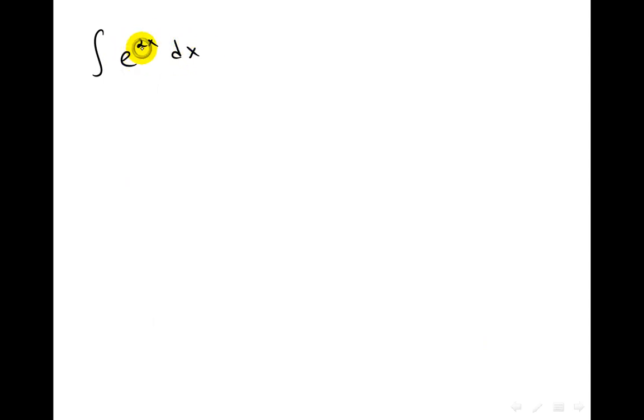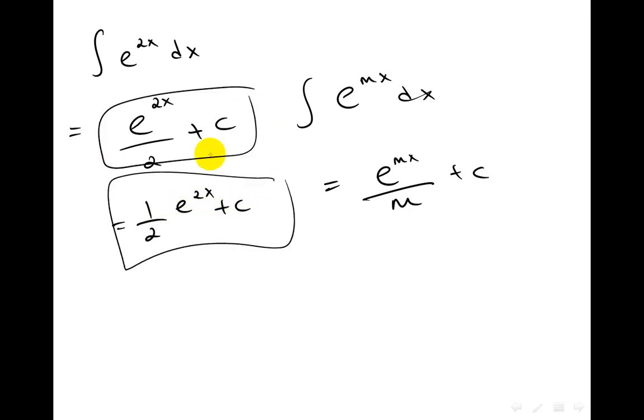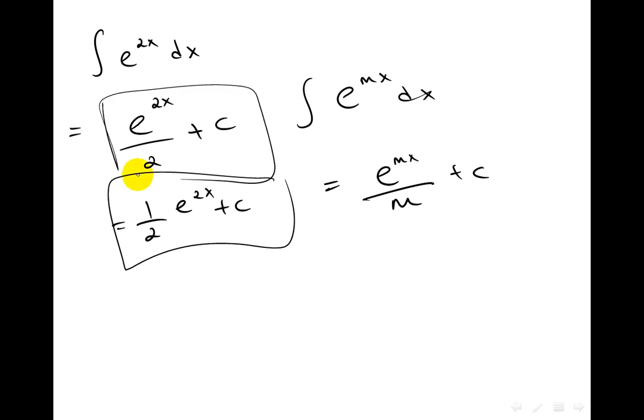You know this e to the power of mx dx. So the integration is with respect to x. Once you have this type of integration, you write e to the power of mx. Don't change anything in the power, just divide by the coefficient of x, which is m, plus c of course. So here the same thing will happen, e to the power of 2x, nothing is changed in the power, 2x divided by 2 plus c, or you can write half e to the power of 2x plus c. Both are right answers, just written in different ways.